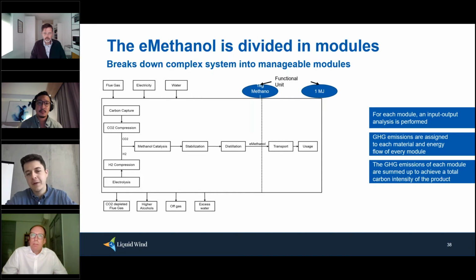Then if we go further and expand the scope, we have the transport of the methanol and the usage on board combustion, where we then use the functional unit, as Pieter T also said earlier, gram CO2 equivalent per megajoule, to compare fuels of different chemical.